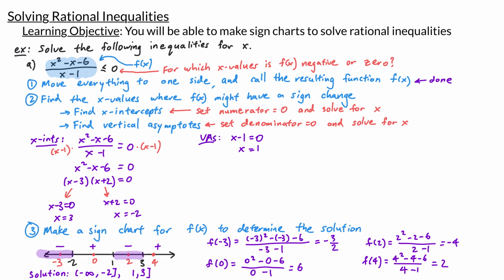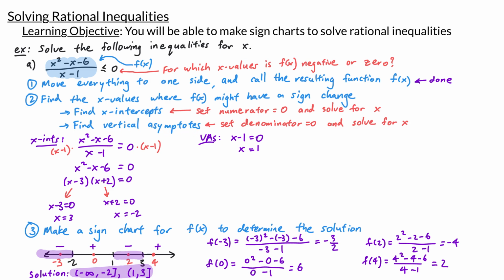But for 1, we're going to use a parentheses because we want to exclude x equals 1. At x equals 1, this is an x value that makes the denominator equal to 0. And so we won't be able to plug in x equals 1 into our rational inequality to begin with. So this is the solution to this rational inequality. Our procedure was essentially the same as when we solved polynomial inequalities. The only difference was we needed to find vertical asymptotes for our function.